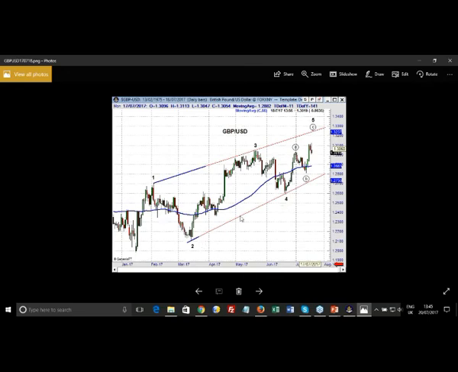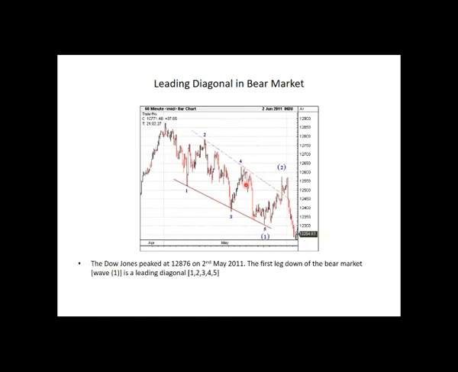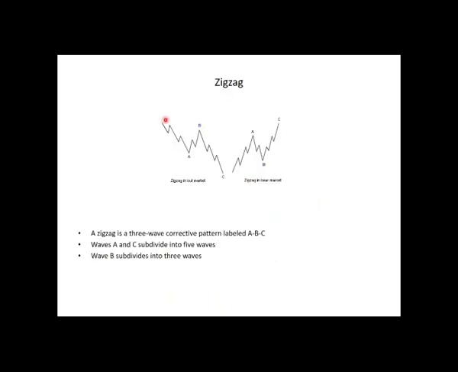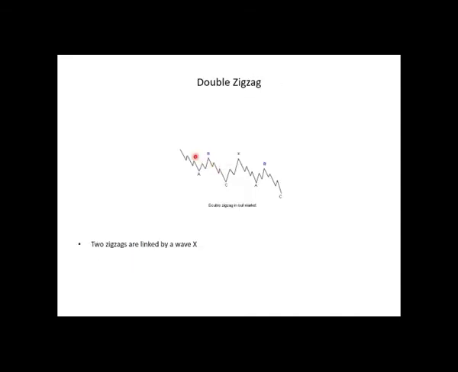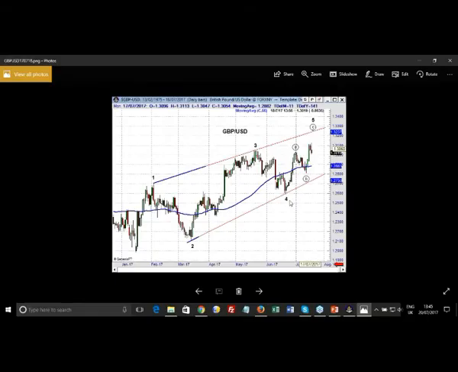1, 2, 3 is a zigzag. 1, 2, 3, 4, 5, 6, 7 is a double zigzag. Like zigzag here, 1, 2, 3, zigzag. Double zigzag, 1, 2, 3, 4, 5, 6, 7. So that is a double zigzag.